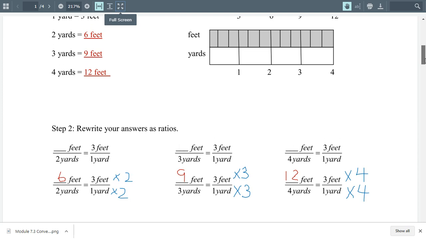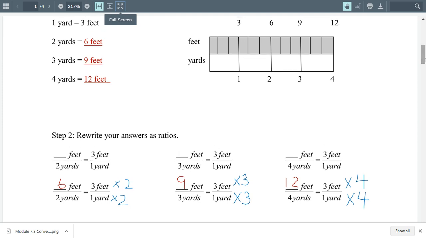Another way is you could rewrite as ratios. So let's say I want to know how many feet would equal 2 yards. I would use the information of 3 feet equals 1 yard, or 1 yard equals 3 feet. We write yards on the bottom, feet on top. And again, you can also switch it, where 1 yard's on top, 3 feet's on the bottom, but then the 2 yards would be on top also. So I'm showing how to change 2 yards into 6 feet and 3 yards into 9 feet. You could set up a proportion.